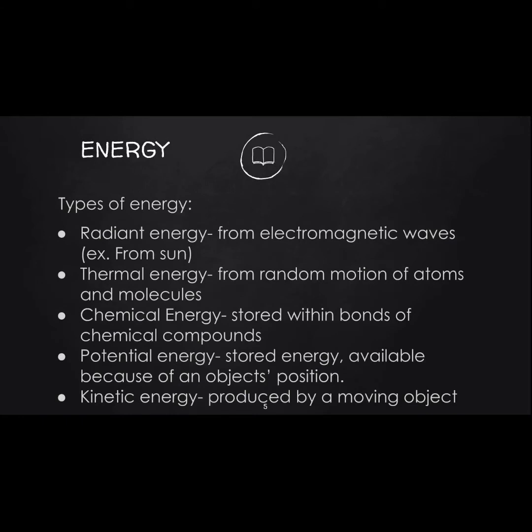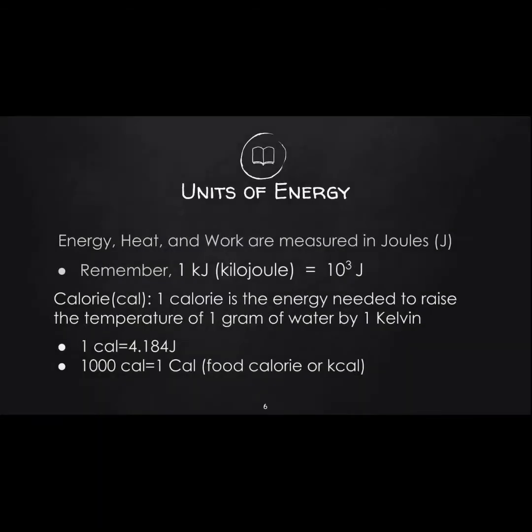There's going to be a lot of different types of energy. Some of the types of energy are radiant energy. This is when you think about like electromagnetic waves or the electromagnetic spectrum, or even just energy from the sun. All of that is radiant energy. Next, we have thermal energy, which we will focus on quite a bit. This is from the random motion of atoms and molecules. Then we have chemical energy. This is what's stored within the bonds of chemical compounds. We have potential energy, which you guys have probably heard a million times. This is just stored energy based on an object's position. And then kinetic, you should already know as well. It's produced by a moving object.